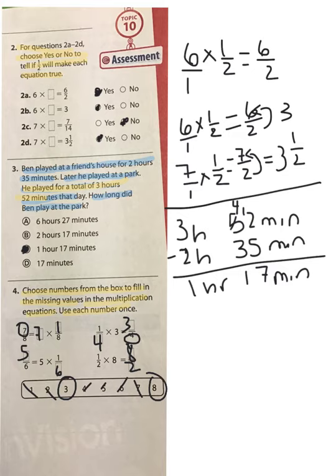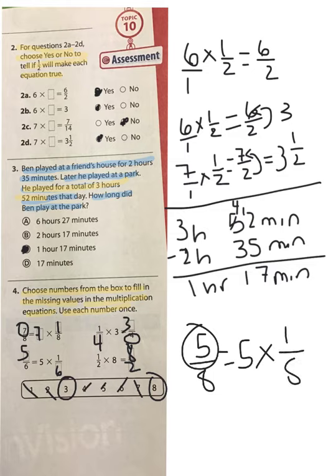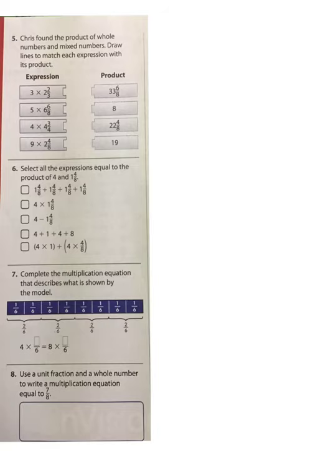Remember when you're doing unit fractions, so for example, if I had 5/8, my top number becomes my whole number, times my numerator is always 1, and then my denominator stays the same. All right, we are on to number 5.